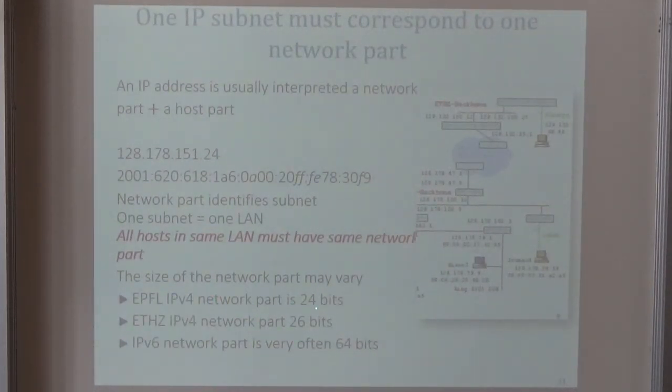I think I mentioned 24 bits for EPFL. It's not true of all. If you go to the wireless network of EPFL, you've probably discovered that the network part is smaller. But those are typical values you find around 24 for IPv4 hosts. For IPv6 network part, very often you find 64 bits, which are indicated here.